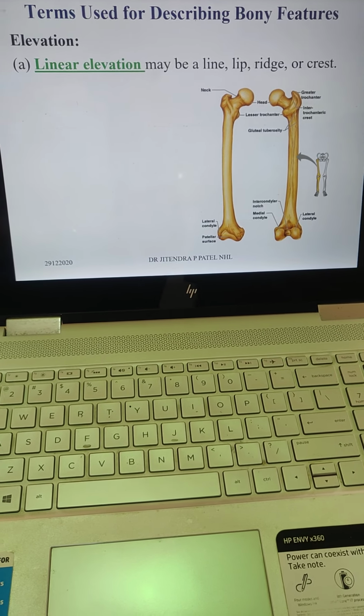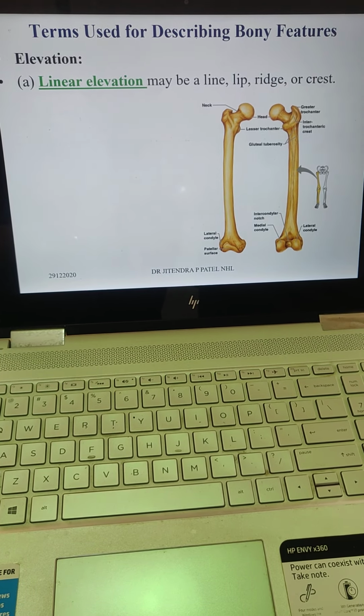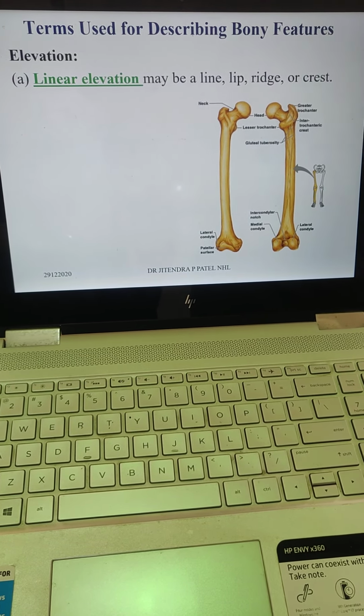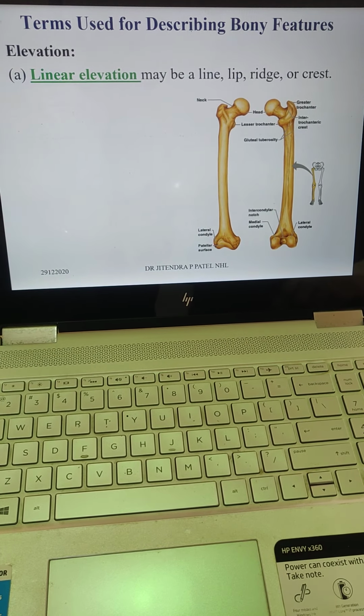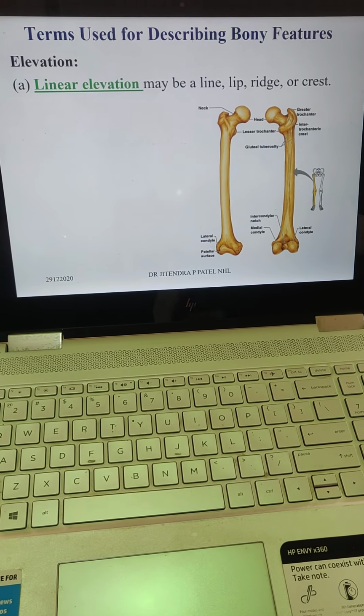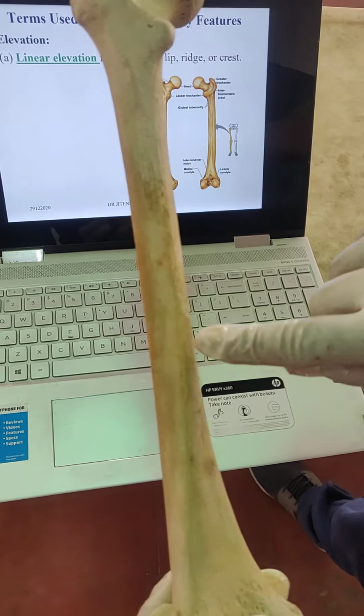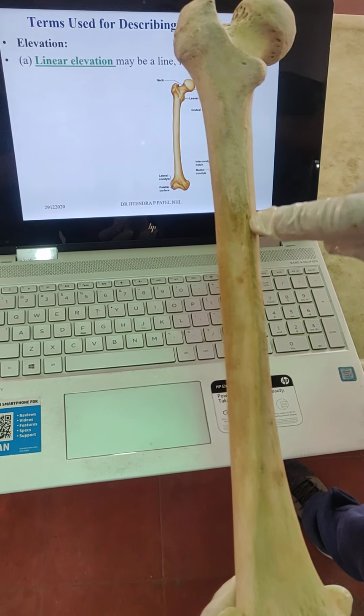The linear elevation is a term used for describing bony features. An elevation may be a linear elevation. It means there is an elevated part which is like a line. Here I will show you. This is the femur. It is the elevated area. This is called the linea aspera.